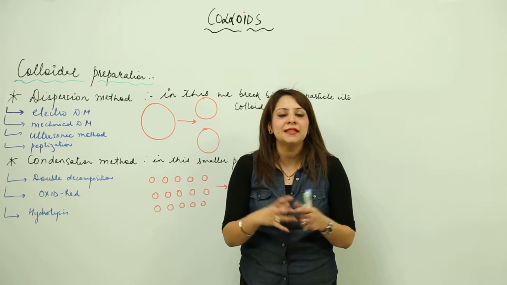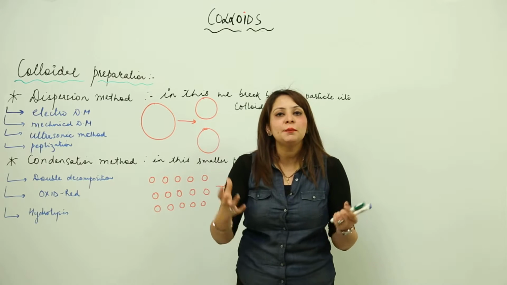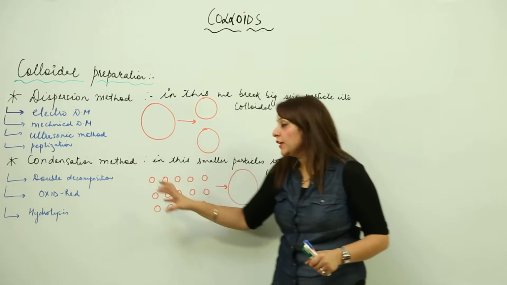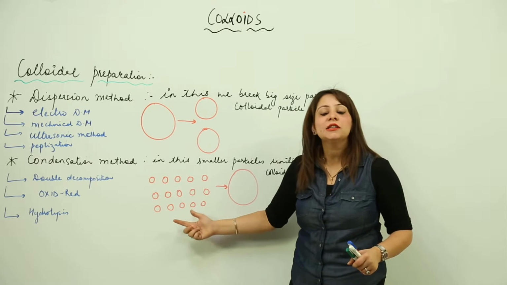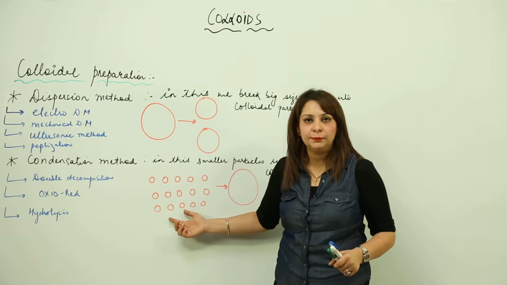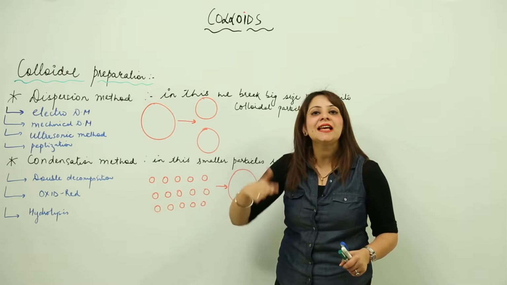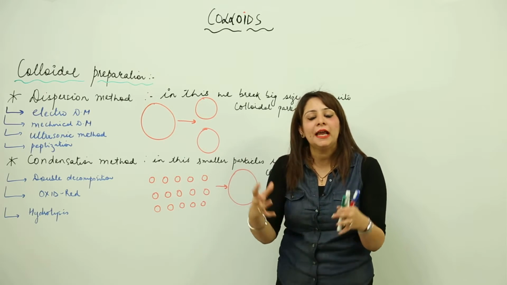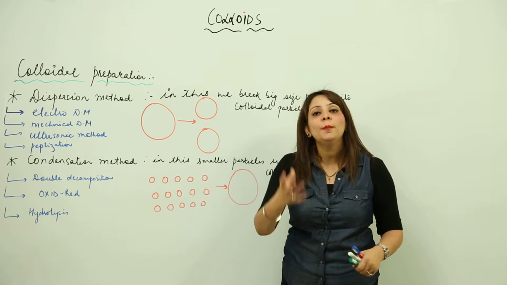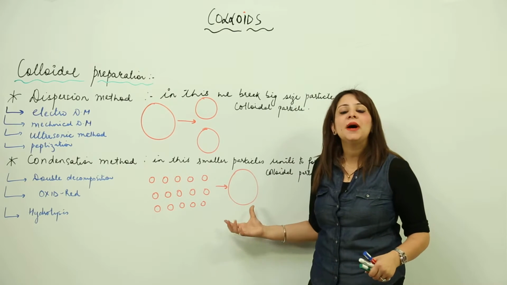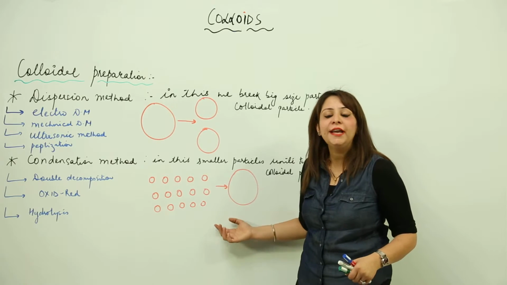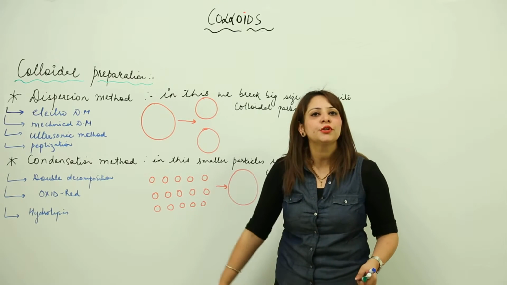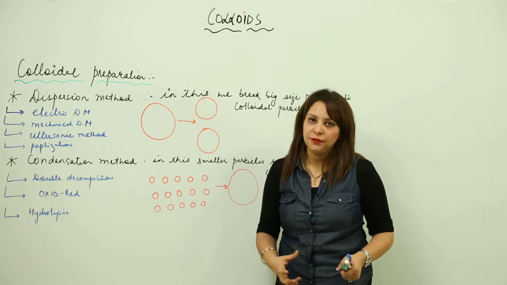Second is the condensation method. Condensation means, as the name suggests, that the particles are going to fuse, right? In the condensation method, the smaller particles do not lie in the range of colloidal particles. That means their size is less than 1 nanometer. But when we aggregate them, they will club with each other to form a single particle, and this particle will lie in the range of colloidal particles. And what is that range? That is 1 nanometer to 1000 nanometer in diameter, right?